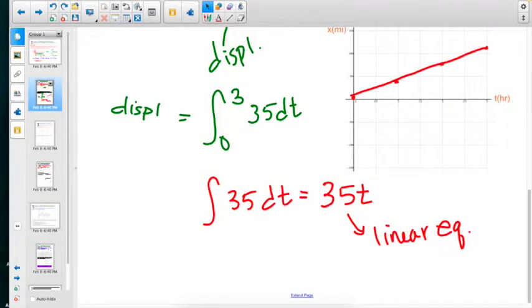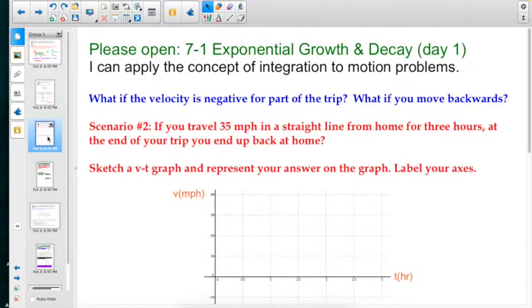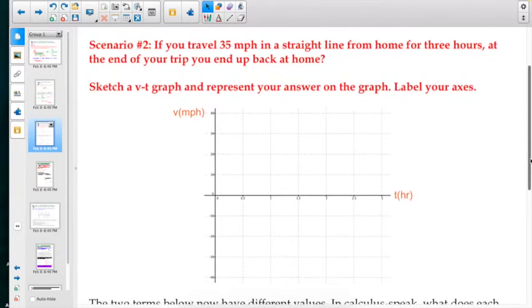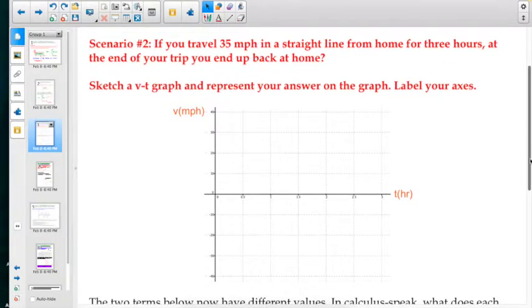So we're going to switch this up a little bit. We're going to continue to go 35 miles an hour. We're going to continue to drive for 3 hours. But instead of driving in the same direction for 3 hours, we're going to travel at 35 miles an hour in a straight line for 3 hours, but at the end of the trip, we're going to end up back home. What did we do in that 3-hour interval?